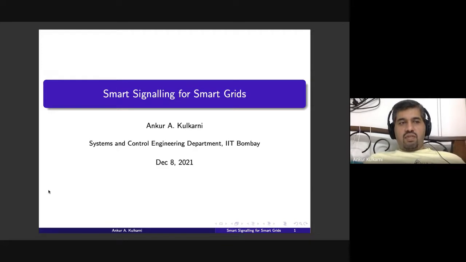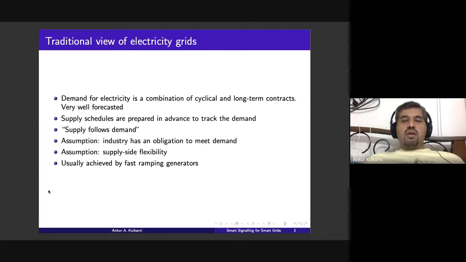Once that context is clear, you will be able to appreciate what kind of problems come up, and how we address those problems. And then I'll show you one particular example from my own work, in which I'll show you how exactly we use it. Okay, since this is in the context of the electricity grid, let's do a little bit of a recap.